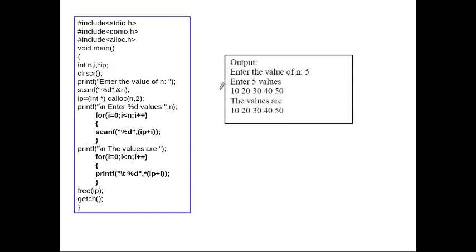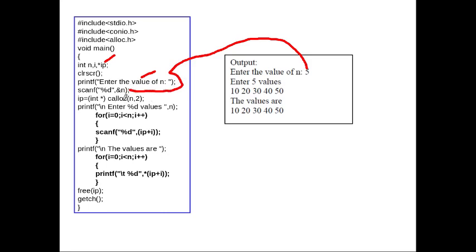Let us consider the example. Here we have a pointer variable. We are asking the user to enter the value of n, that is, how much memory you want to allocate. Whenever the user enters the value of n as 5, that 5 will be stored in n.